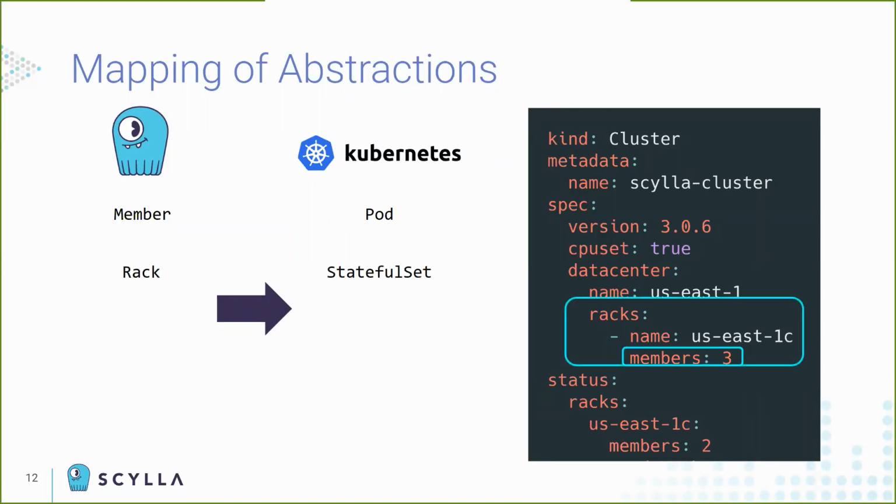Then we have racks, and everybody familiar with Scylla knows that we have racks. Also, if you're old, like we are, you also know that at some point you had racks in the basement that were basically racks of servers. And this is the abstraction that we have for the next level. And it's modeled in Kubernetes as a stateful set.